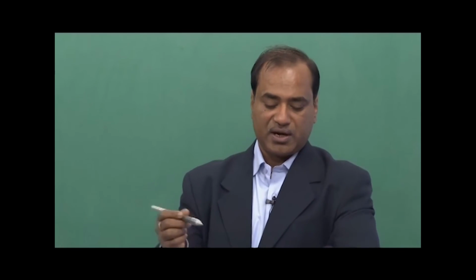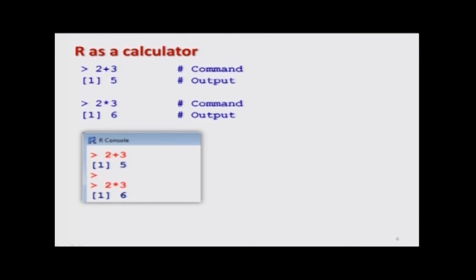For example, when I want to do addition, I simply try to do 2 plus 3, and this will give me the value 5. Similarly, if I want to multiply 2 and 3, I will say 2 star 3. Star is the sign of multiplication, and this is the same sign that is available on any simple calculator also.